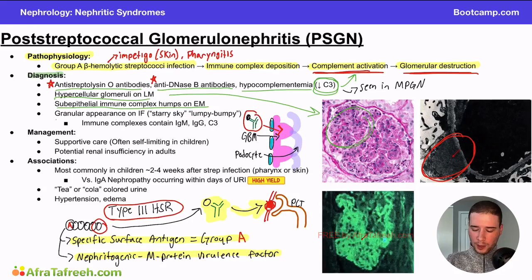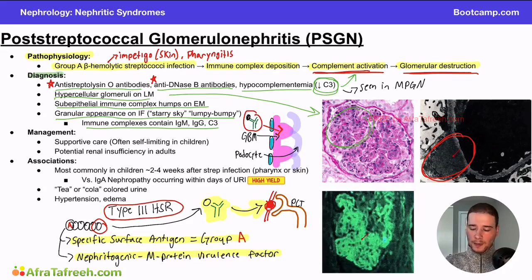And finally, you can see a granular appearance on immunofluorescence in what's called a starry sky or lumpy bumpy appearance. These immune complexes contain IgM, IgG, and C3 because when we get our type 3 hypersensitivity reaction, these are the molecules that are involved with that pathologic process. And so you can see that down here on immunofluorescence. This is supposed to look like a starry sky appearance, but the key point here is that this is a granular appearance, as in they're spread out all over the place. This is not a uniform presentation of the immune complexes. They're kind of random in terms of their presentation throughout the glomeruli, but they're spread out in various different areas. And that's why you get this starry sky appearance.